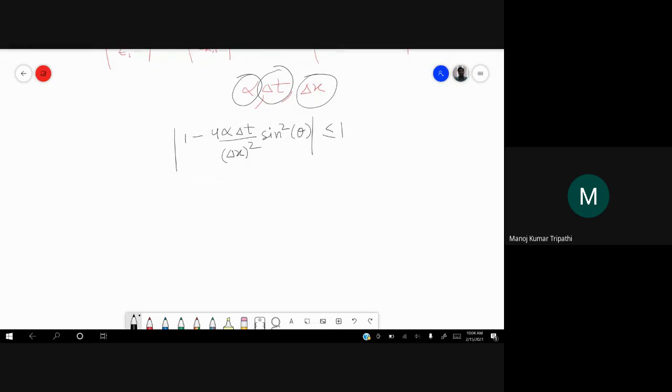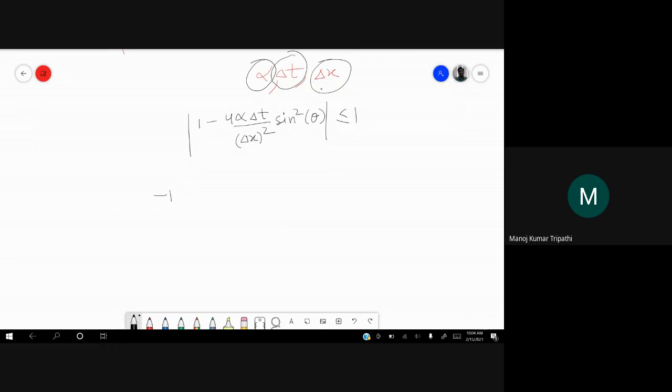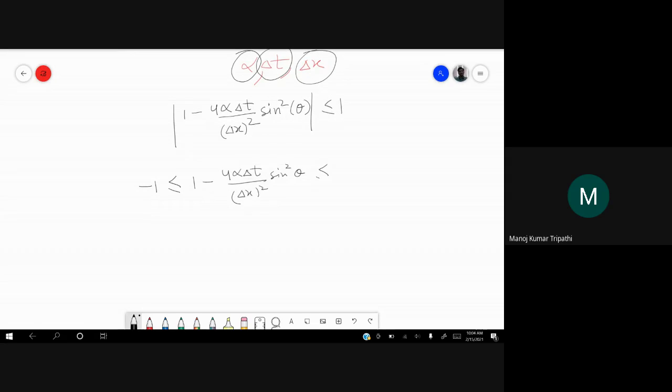Now all of you might have some experience with solving inequalities like this. So what we'll do is we will remove the mod symbol here and write two separate equations, or we can write them in one equation like this. So whatever is inside this mod should be between -1 and 1. Only then this mod will be less than or equal to 1. So we'll say this should be greater than or equal to -1, whatever is inside the mod, 1 minus 4 alpha delta t by delta x square sine square theta, and it should be less than or equal to 1.